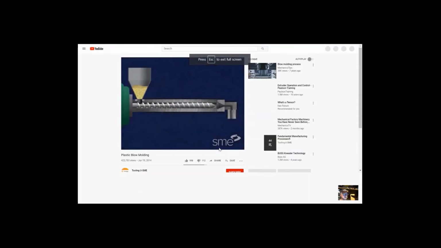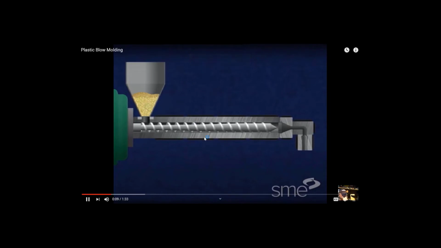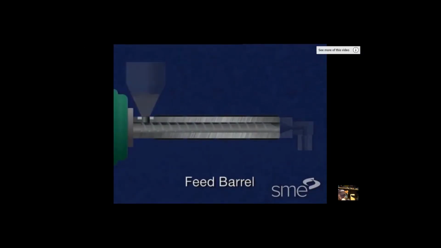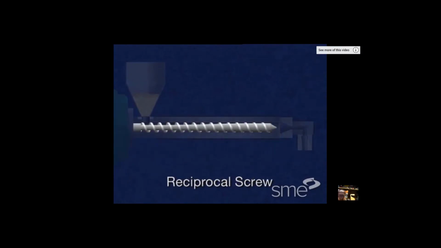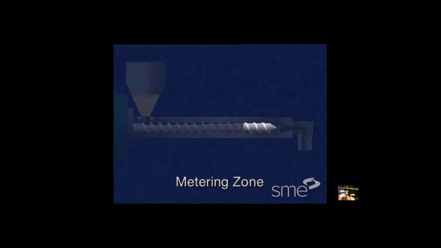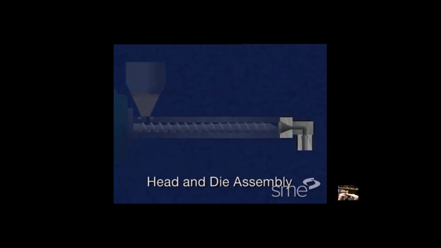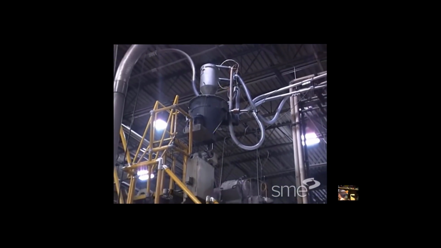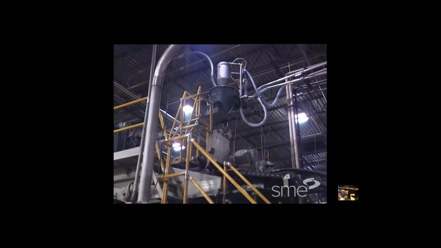The main sections of a reciprocal screw extrusion blow molding machine are the hopper, an externally heated feed barrel, a reciprocal screw which has a feed zone, compression zone, and metering zone, and the head and die assembly. Resin, usually in the form of plastic pellets, is fed to the feed barrel from the hopper. This hopper may be filled manually or vacuum fed automatically.